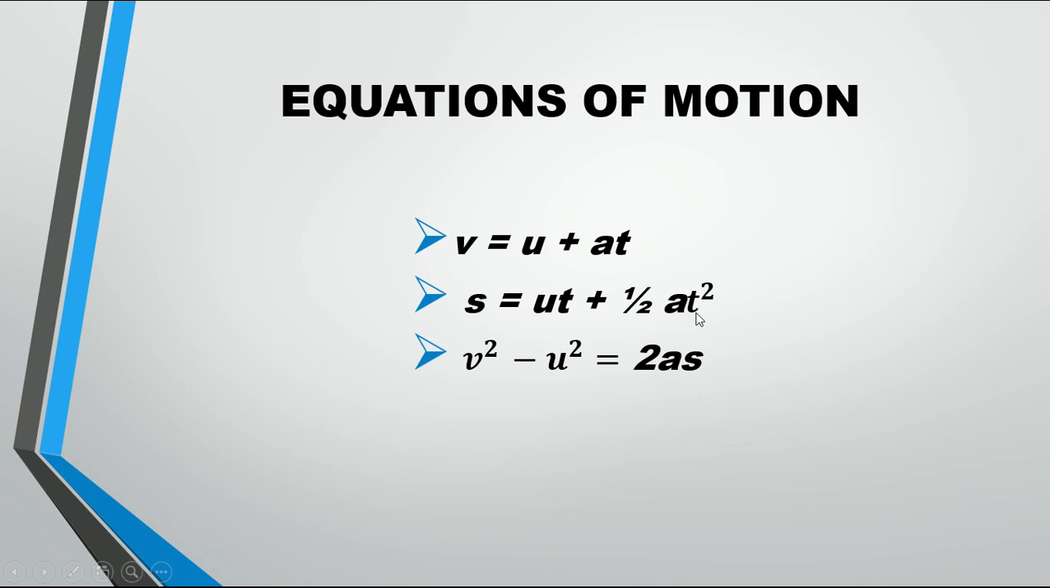The time taken. Okay, you have derived these three equations of motion by the graphical method, right? You have drawn certain graphs, velocity-time graphs, and you have derived these equations: v is equal to u plus at, s is equal to ut plus half at square, v square minus u square is equal to 2as.